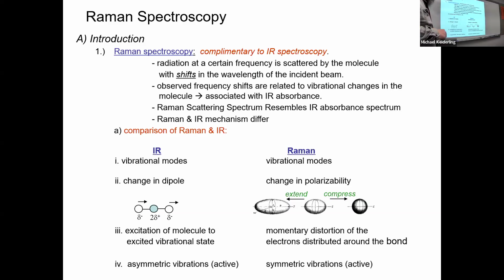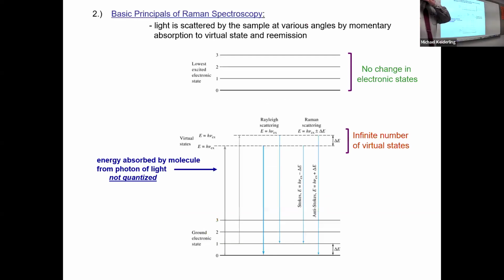And IR involves the excitation of the molecule to an excited vibrational state, while Raman involves the momentary distortion of the electrons distributed around the bond. And the most important point is that asymmetric vibrations are active in IR, while symmetric vibrations are active in Raman. So they basically detect the 2 different halves. Where an IR peak is weak, a Raman peak will be strong, and vice versa.